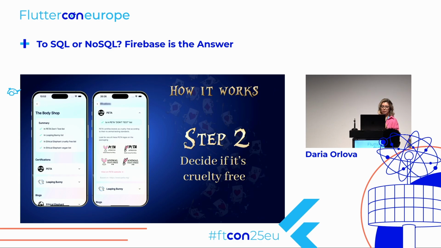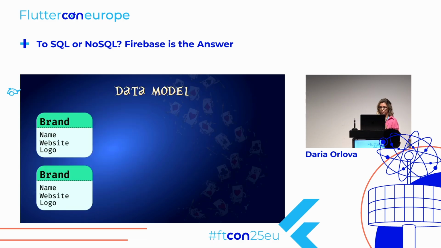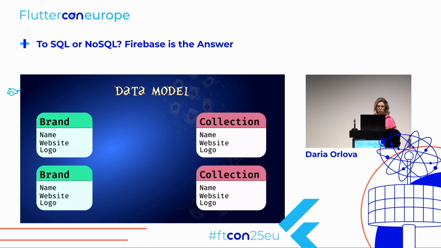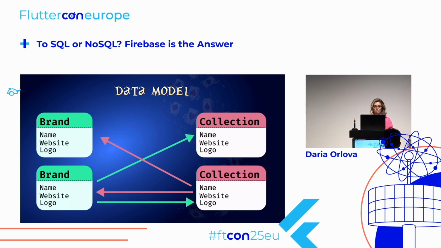It belongs in the PETA Don't Test list, in the Leaping Bunny list, and in Ethical Elephant's cruelty-free and also vegan lists. So you decide if it's cruelty-free or not. And the data model behind this app is also quite simple. We have a list of brands. We can have many brands and information about them. And we have the collections, which are the organizations, which also have information about them. And there can be many different organizations. The thing is that each collection obviously has a lot of brands, and each brand can belong to many collections. So the relationship between those two is many to many.